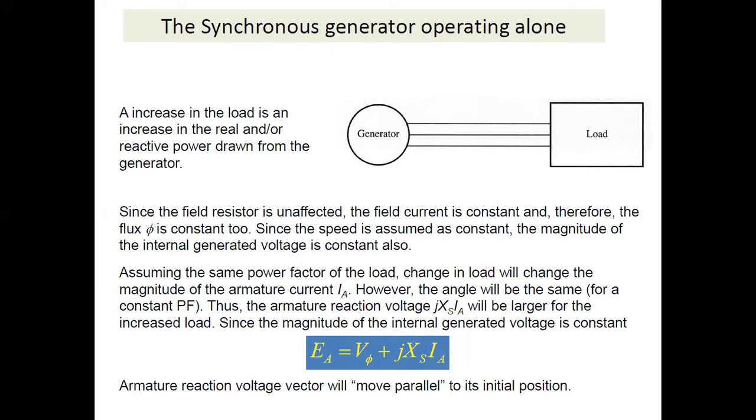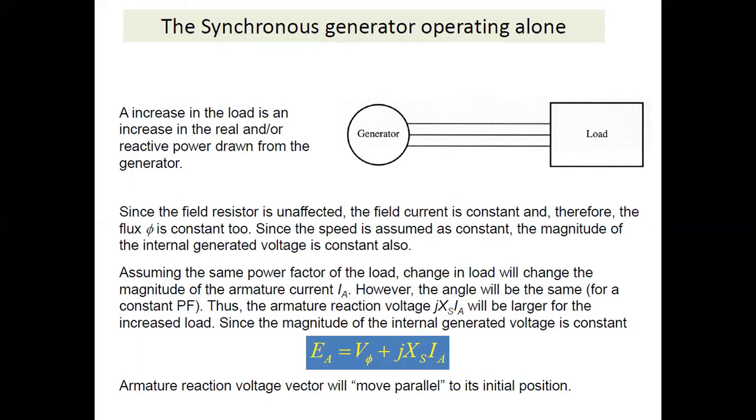Assuming the same power factor of the load, a change in the load will change the magnitude of the armature current. However, the angle will be the same due to the constant power factor. Therefore, the armature reaction voltage will be larger for the increased load, since the magnitude of the internal generator voltage is constant.